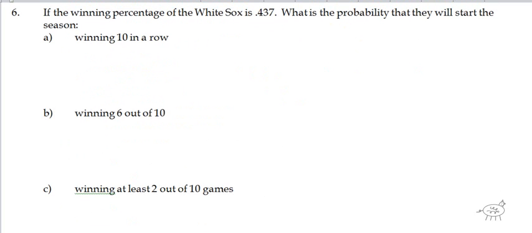If the winning percentage of the White Sox is 0.437, what is the probability that they will start the season winning 10 in a row? So think about it. 0.437, that's your success rate. So failure is, of course, let me just write this out here. Failure is 1 minus 0.437, which is 0.563.